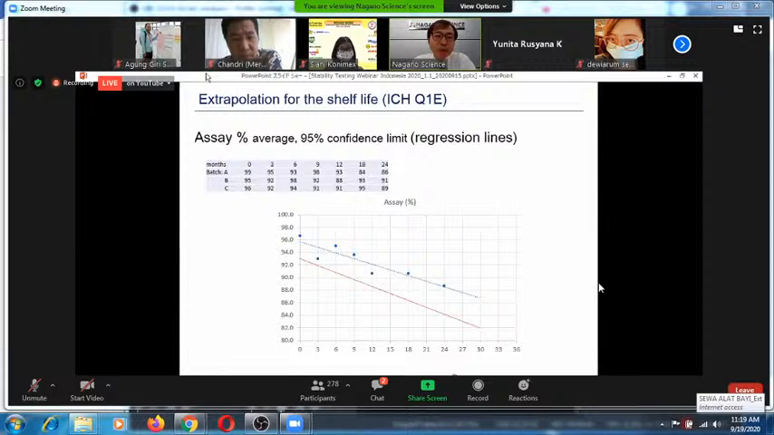One other example is extrapolation for the shelf life, which is written in ICH Q1E. In this table, when you draw regression lines from the testing results, and you can recognize the 95% lower confidence limit, you can extrapolate the shelf life by at most 1 year. So you can use this tool.